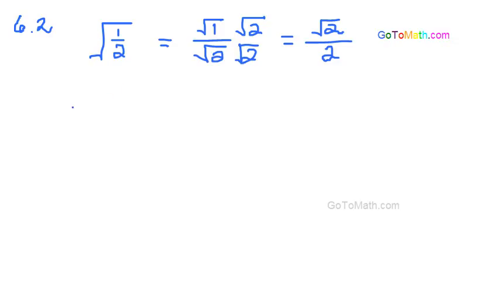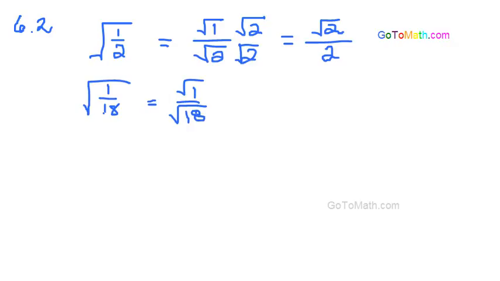All right. Well, let's look at another one here. What about the square root of 1 over 18? So let's break this up again. We got the square root of 1 over the square root of 18.